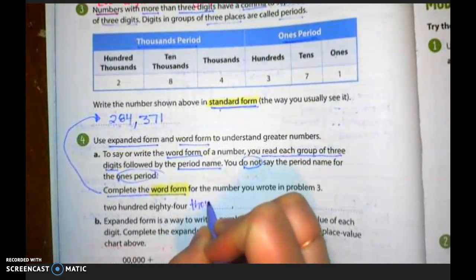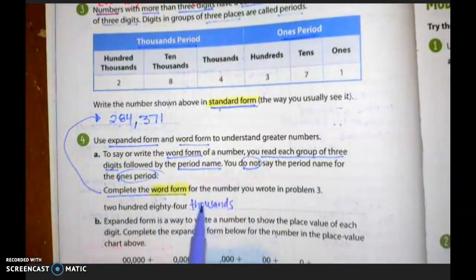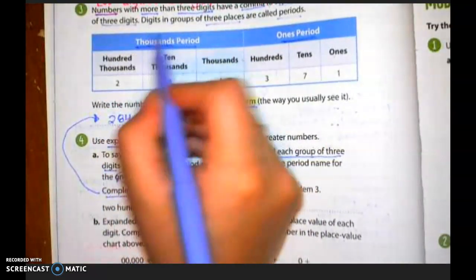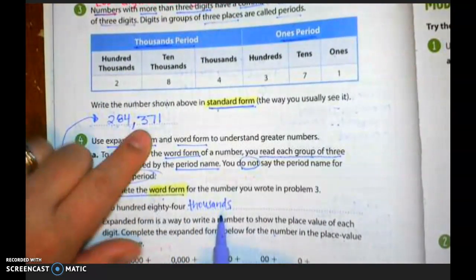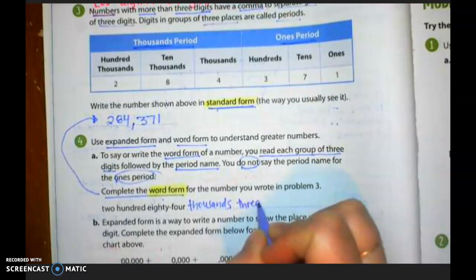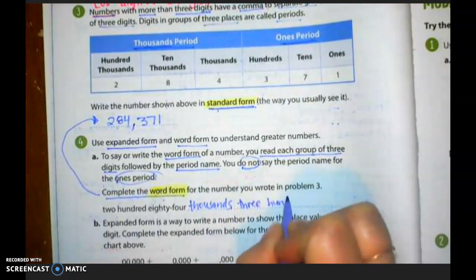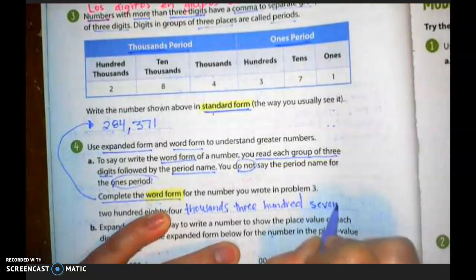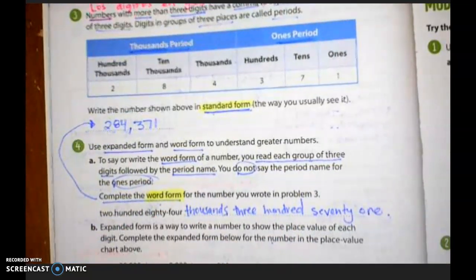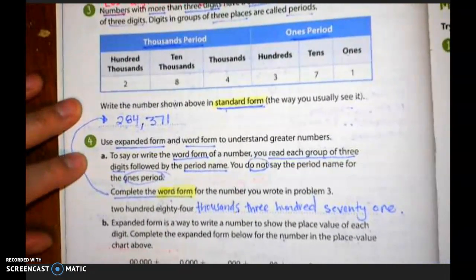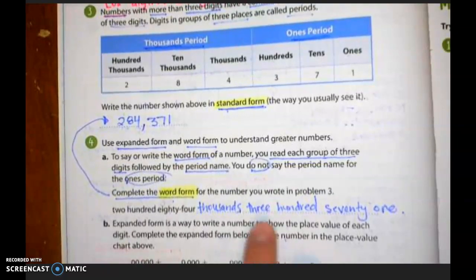So, alguien me puso 284,000. Thousands. 284,000. No vamos a decir the period. Vamos a decir the thousands. The period que está acá, ¿verdad? So, thousands. Y luego seguimos aquí. 371. So, voy a poner 300. 71. Okay, asegúrense que ustedes tienen eso escrito. Okay. Okay. Asegúrense que lo escribieron así usando word form.